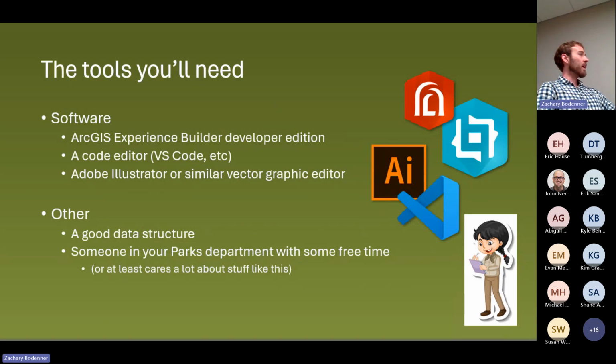But most importantly, you need a good data structure, which is something that we all understand, but the data structure that was driving our park finder before I started working on this project was really inconvenient and didn't work super well with actually helping people find what they were looking for and where they should actually go, especially in the case of some of the larger parks, which are not entirely contiguous or spread out in terms of the amenities and activities that they offer. And then also, lastly, you need someone in your parks department with some free time or someone who likes you and cares about this kind of stuff, which I was fortunate enough to have.